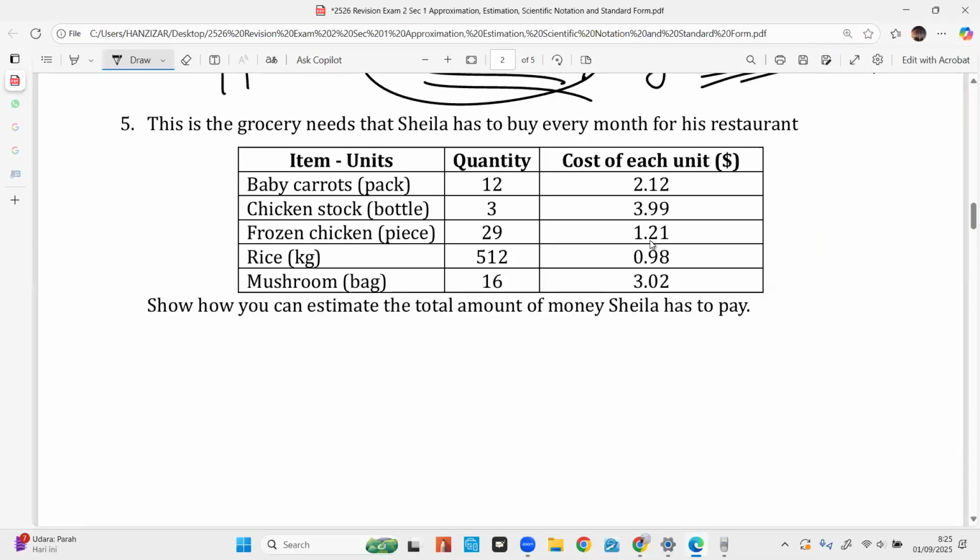Okay, guys, now number 5. So this is the grocery needs that Sheila has to buy every month for her restaurant. So she's opening the restaurant, and she needs to buy these quantities, so many quantities, right? Price 500 kilograms. So she's not buying for herself.